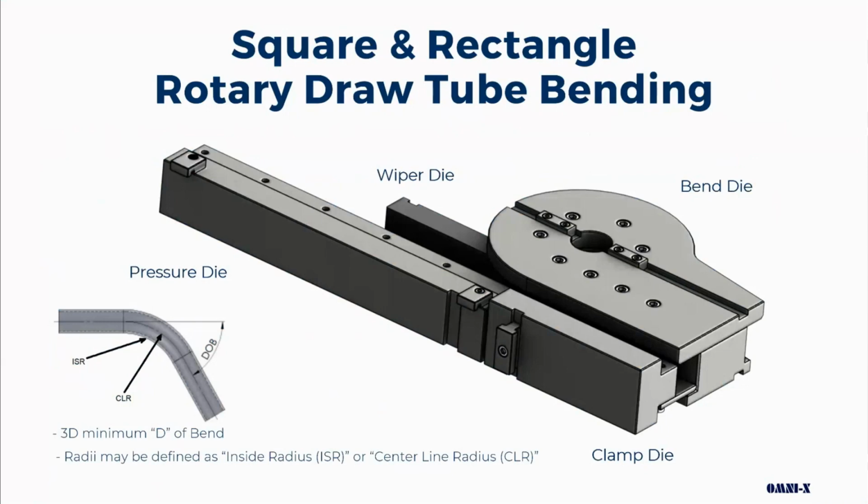Square and rectangle rotary draw bending utilizes the same tooling components as standard round tube rotary draw bending: a bend die, clamp die, pressure die, mandrel, which is not visible in this image, and wiper die.